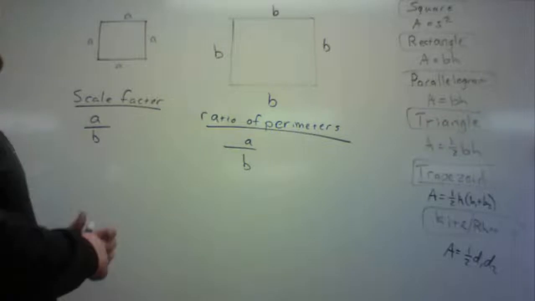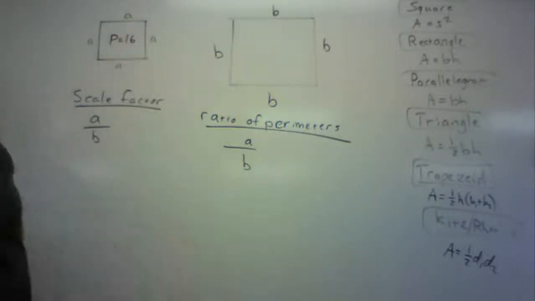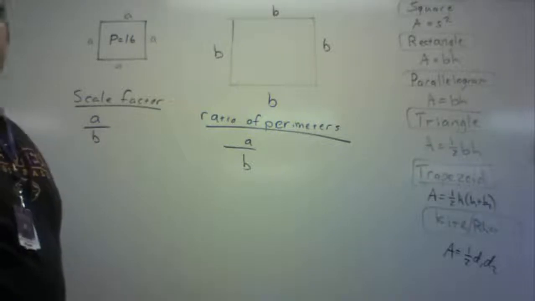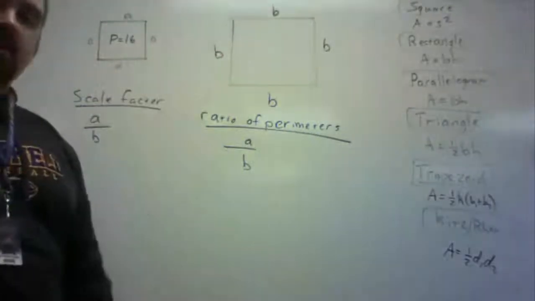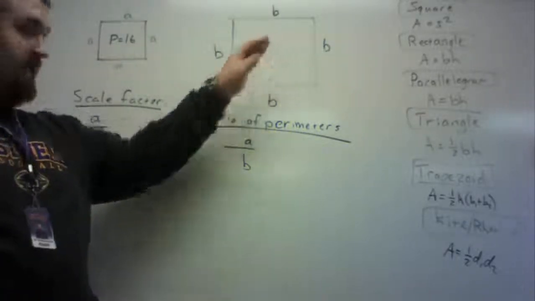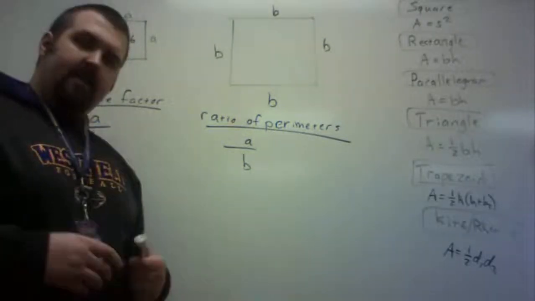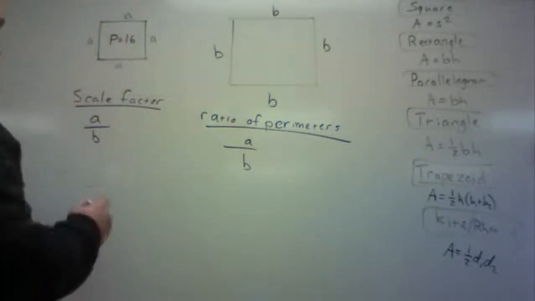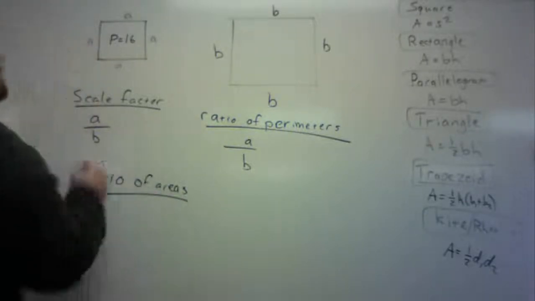So if I knew, for instance, that the perimeter over here was 16, I would then be able to find the perimeter over here if I knew what a and b were. Because this ratio with the actual numbers for the perimeters is going to be the same as the ratio of their corresponding sides.